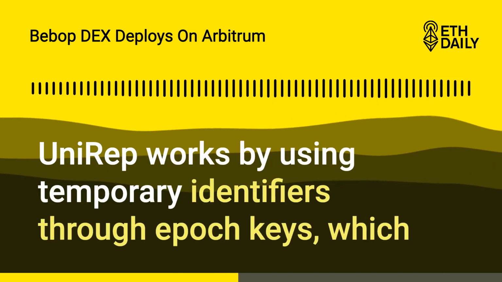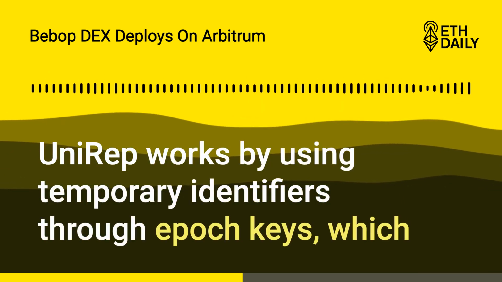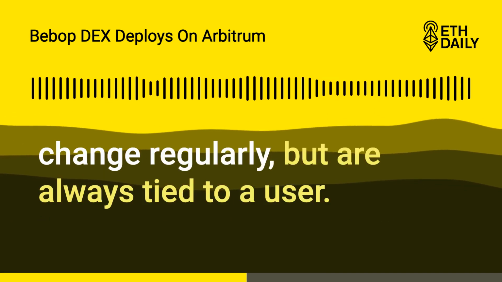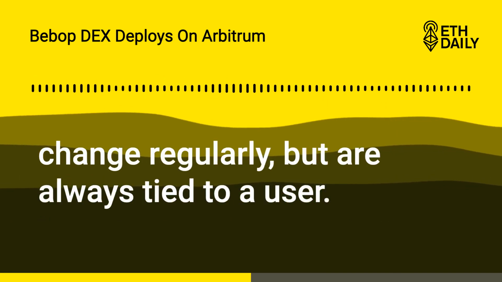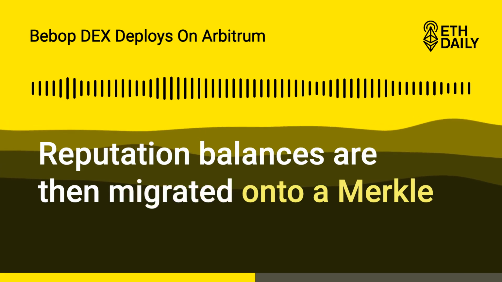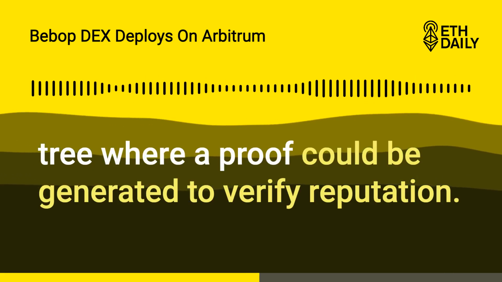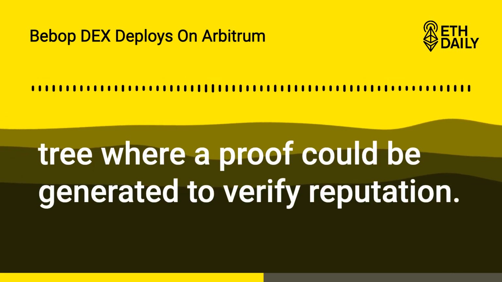UniRep works by using temporary identifiers through epoch keys, which change regularly but are always tied to a user. Reputation balances are then migrated onto a Merkle tree, where a proof could be generated to verify reputation.